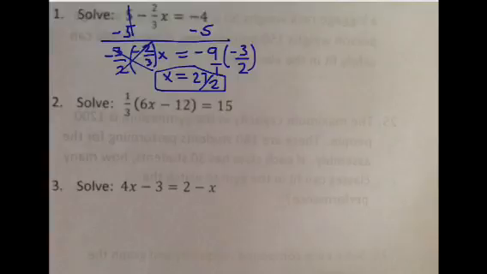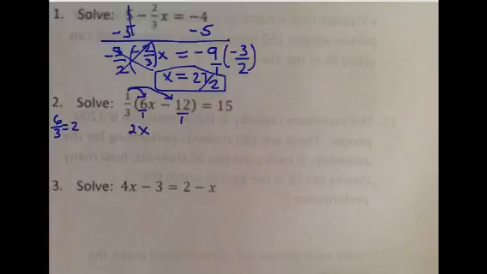Alright, number 2. You can distribute the 1/3. Okay, and I'll just go ahead and do that. So remember, we put 1 underneath the 6 and the 12. And then we're going to distribute 1/3 times 6 over 1 and 1/3 times negative 12 over 1. So right here, 1/3 times 6 over 1 is 6 over 3. 6 over 3 is 2. So here we have 2x.